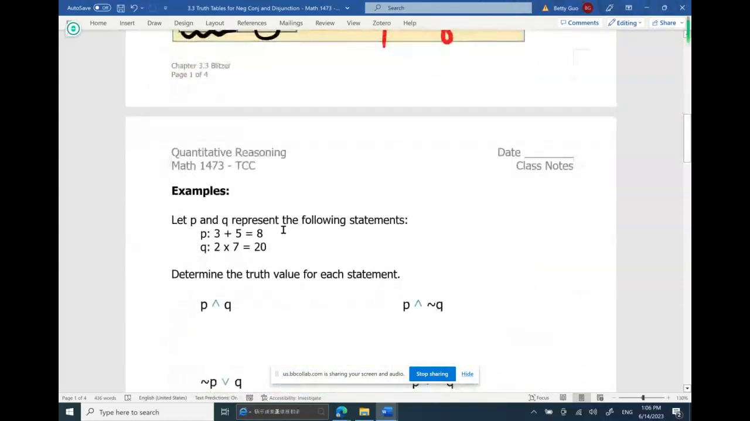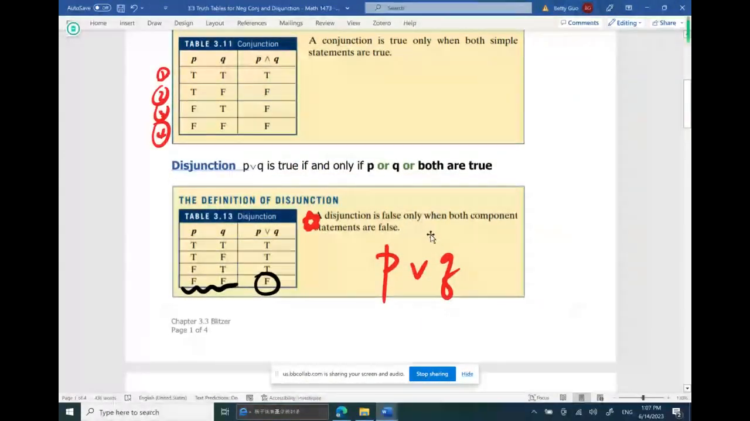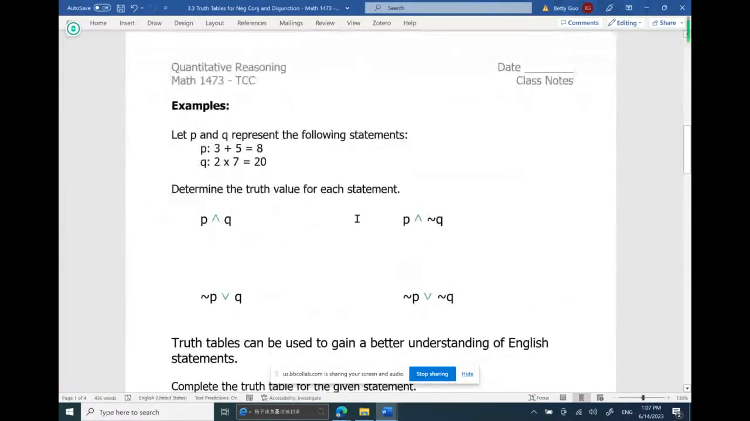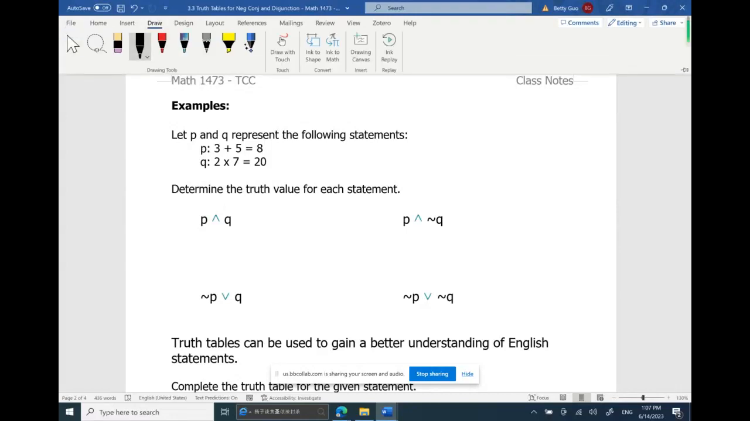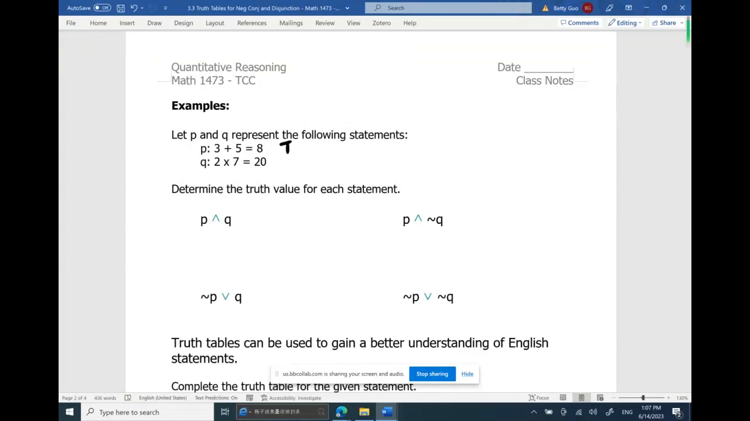Okay, so let's practice. Let's apply what we have just learned, the truth values for negation, conjunction, and disjunction. In this example, 2 simple statements are given. P is the statement that 3 plus 5 is 8. You tell me true or false. Of course, it's true, right? 3 plus 5 is 8. Q is the statement that 2 times 7 is 20. That definitely is false, right? 2 times 7 is 14, not 20.